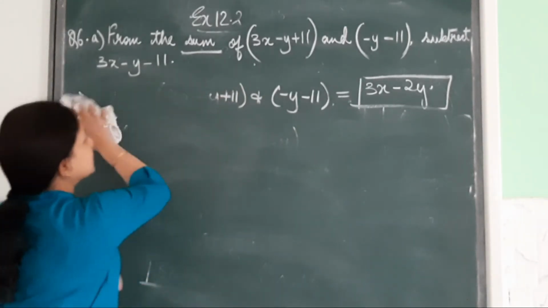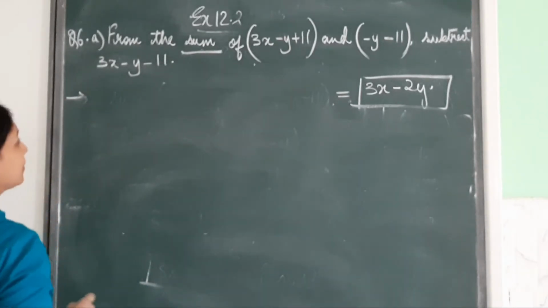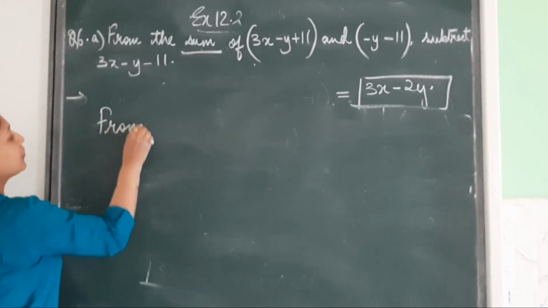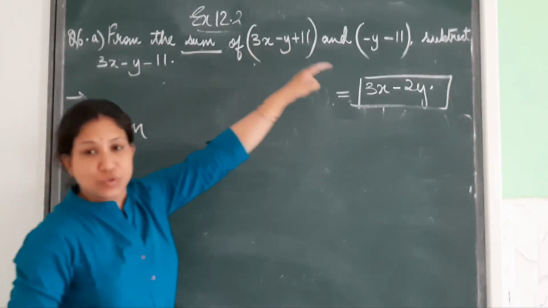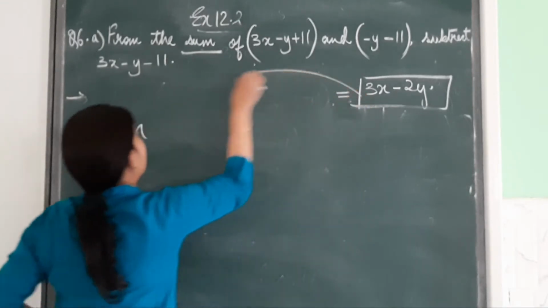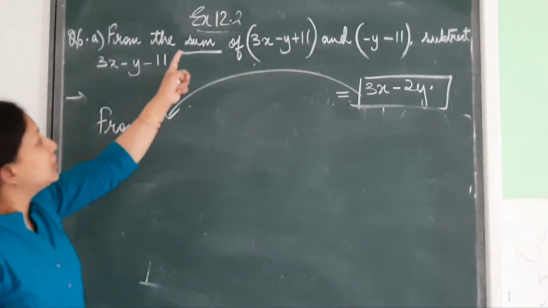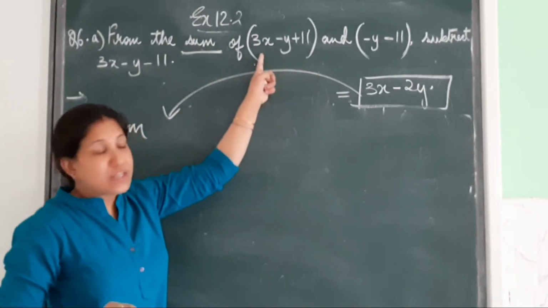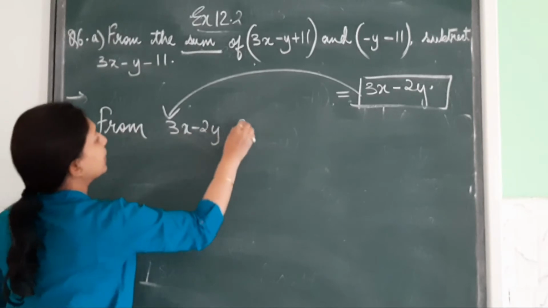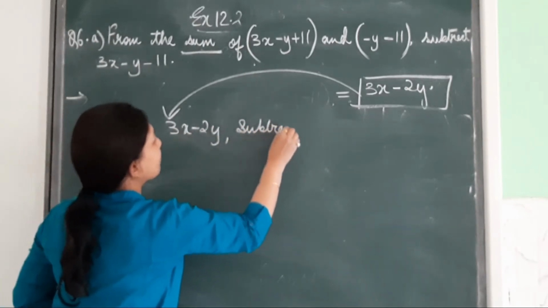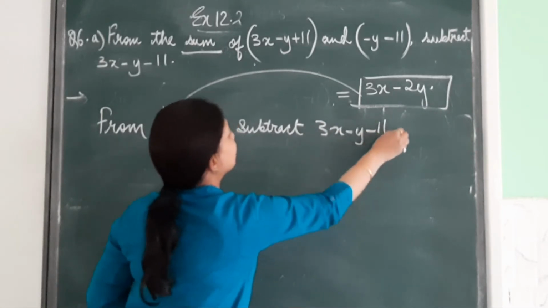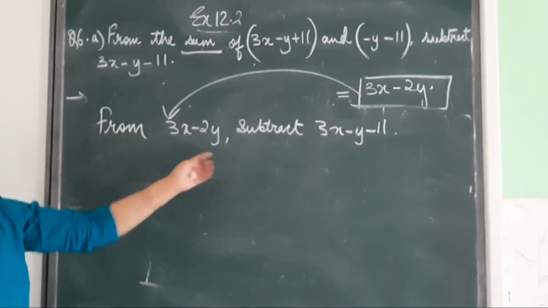Now move to the second part. What was the question, children? From the sum of these two expressions we got 3x minus 2y, subtract 3x minus y minus 11. See, second part you got.